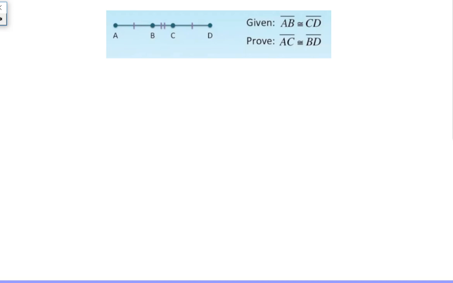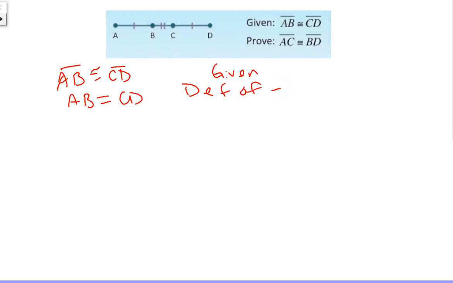So of course, we're going to start off with what is given to us. So we know that AB is congruent to CD, and of course, that is what is given to us here. All right, so again, when we start our proofs, think about what it physically means to be AB congruent to CD. Well, it physically means that AB equals CD in length. That is our definition of congruent segments. So AB equals CD.